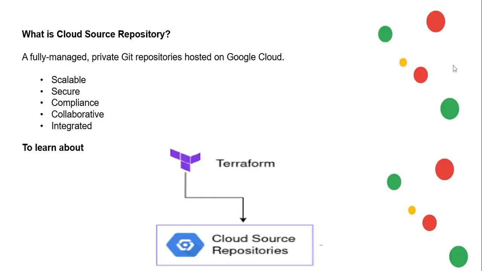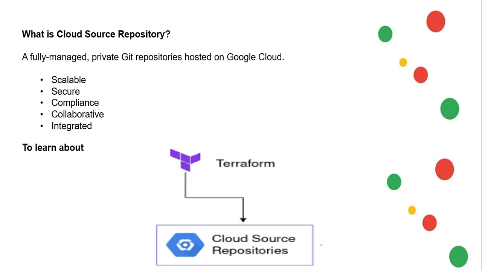What is Cloud Source Repository? It is a fully managed service, a private Git repository hosted on Google Cloud, for source code version control. It provides scalable, secure features and a solution to manage our code in the repository. It is a fantastic option for teams of any size who need to work together remotely on code. Scalable, secure, compliance, collaboration, integration. These are the features we'll see one by one.